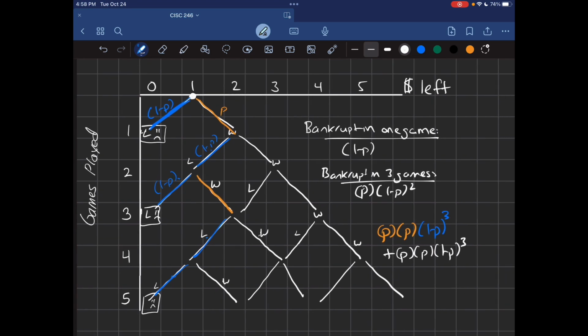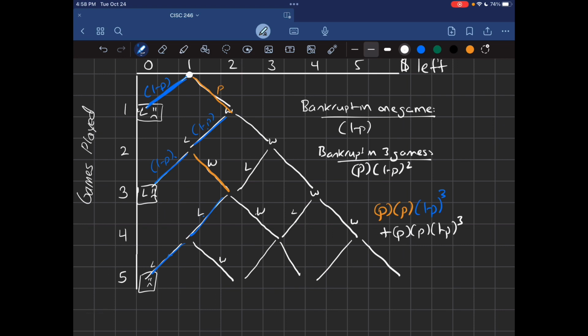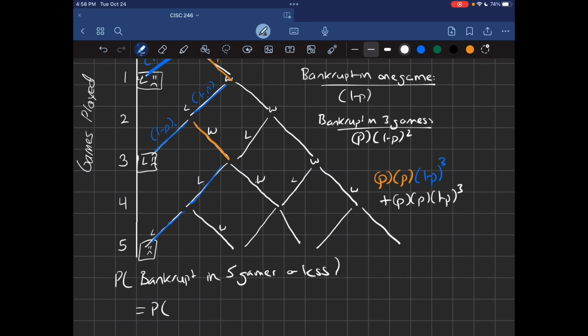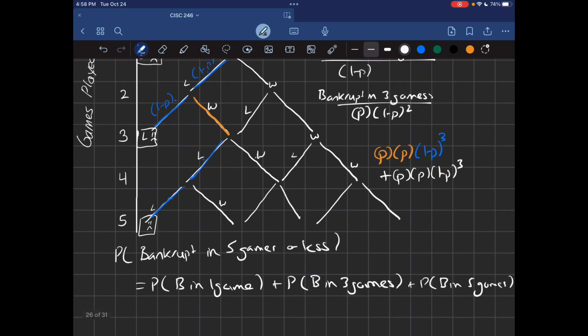All right, and there's no other ways to get to loss in 5 games or less, so probability bankrupt in 5 games or less equals probability bankrupt in 1 game plus probability bankrupt in 3 games plus probability bankrupt in 5 games, which is 1 minus p plus p times 1 minus p squared plus 2 p squared 1 minus p cubed. And that's it.